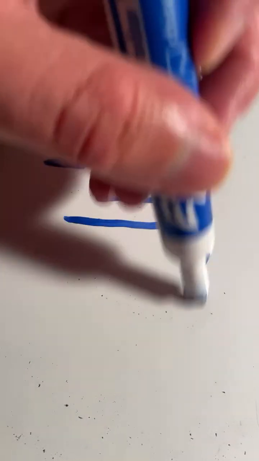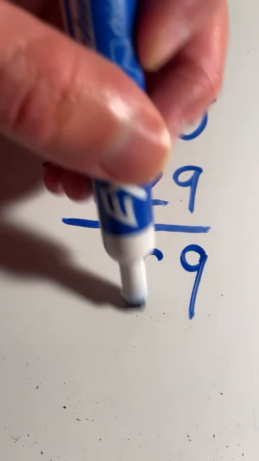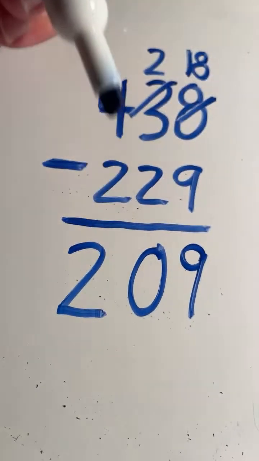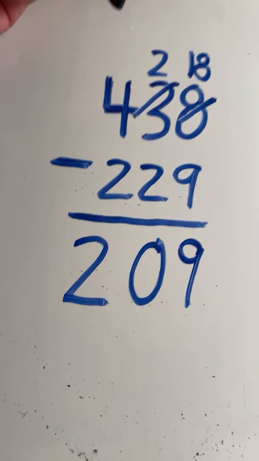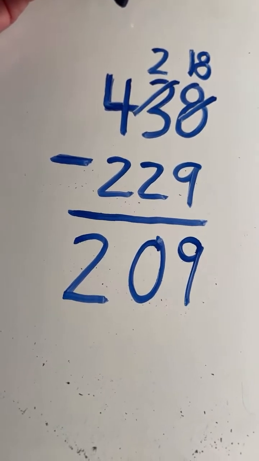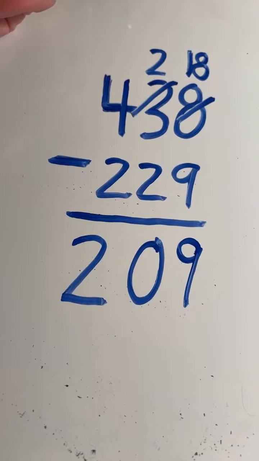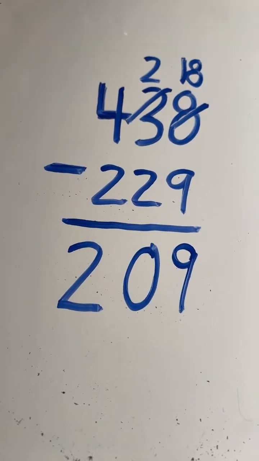18 minus 9 equals 9. 2 minus 2 equals 0. And 4 minus 2 equals 2. And we have our final answer, 438 minus 229 equals 209. All right, next example problem.